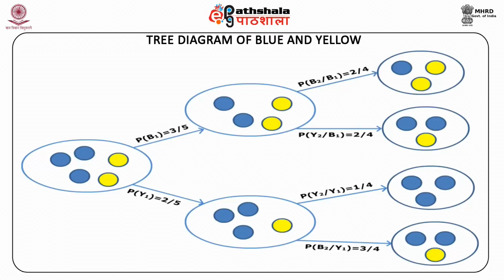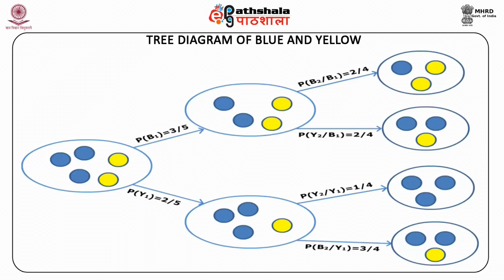Now if the first ball drawn is blue, then only 4 balls are left in the box, out of which 2 balls are blue, so the probability that the second ball drawn is also blue is equal to probability of B2 given B1 is equal to 2 by 4. Similarly, probability of Y2 given B1, the probability that the second ball drawn is yellow given the first ball drawn is blue, is equal to 2 by 4.